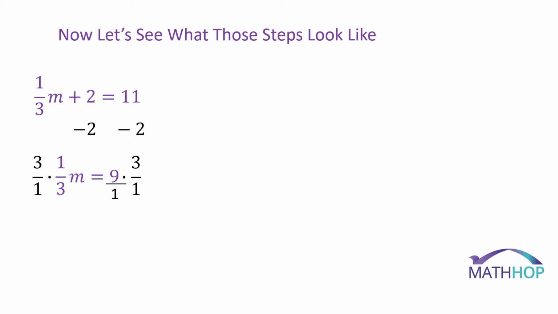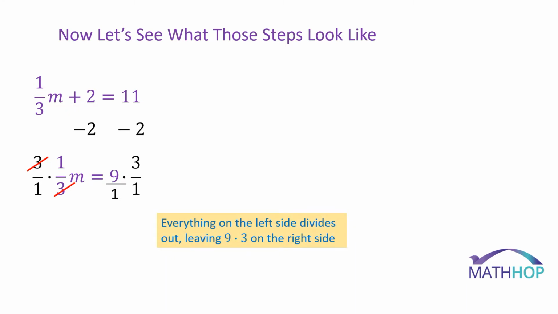Okay, so cancel out my 3's. My 1's, of course, cancel. 1/1 is just 1. Everything on the left side divides out. On the right side, we're left with 9 times 3. And so we get m equals 27.